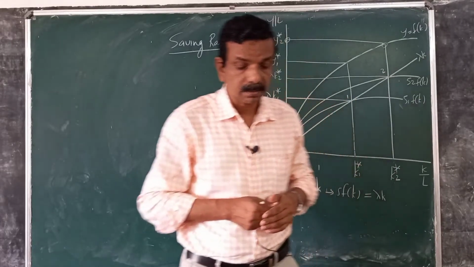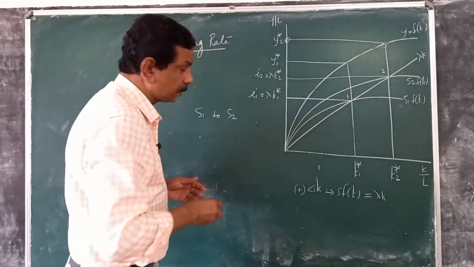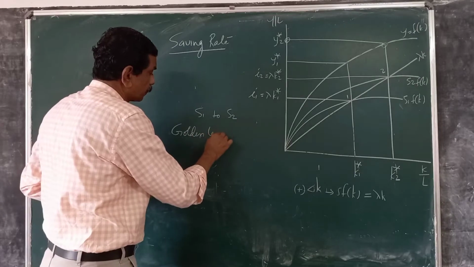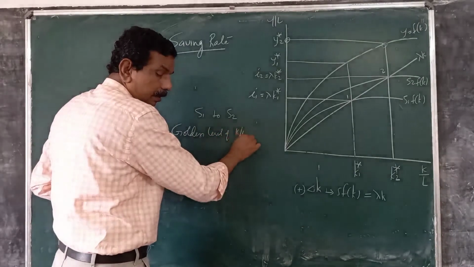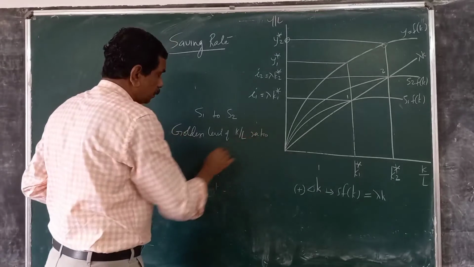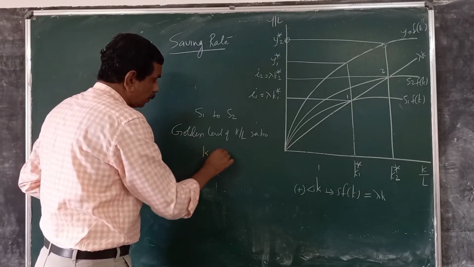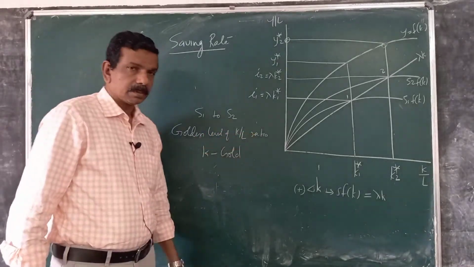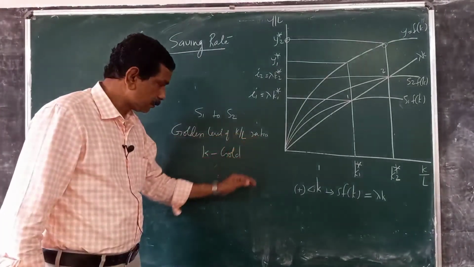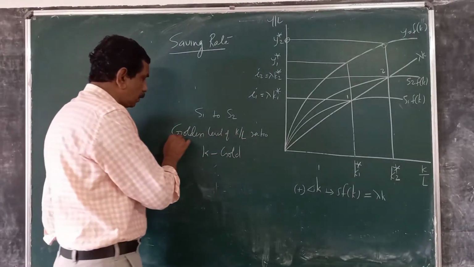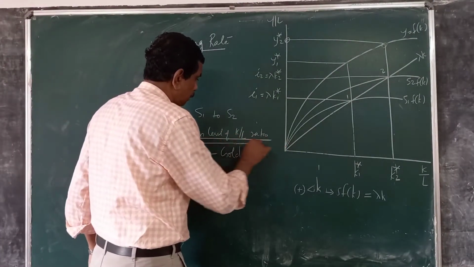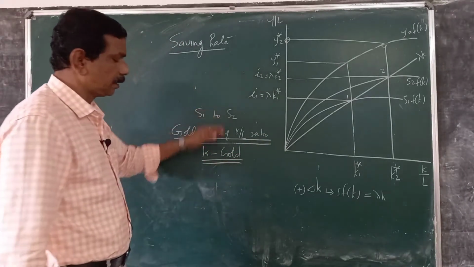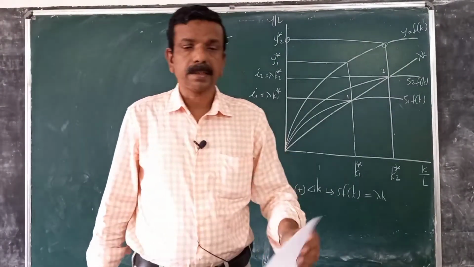That point is known as the golden level of K by L ratio, or simply it is known as K gold. That is, the capital labor ratio at which consumption per worker is maximum is known as the golden level of K by L, or simply K gold. This point will be discussed at a later session.